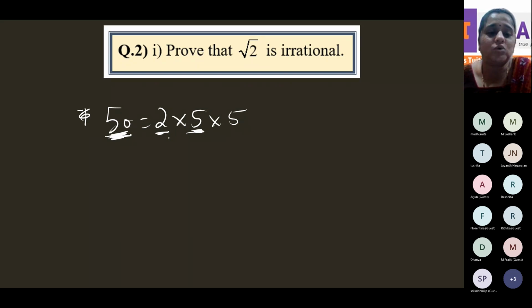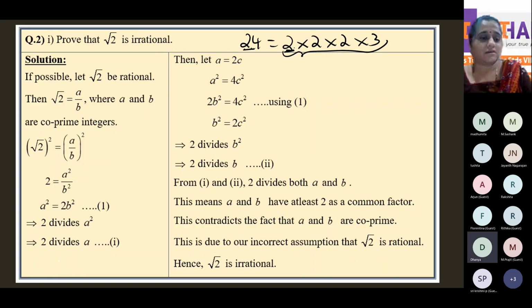So how do we say that 2 divides 50? Because there's a factor 2 here. How do you say that 5 divides 50? Because here the factor 5 is there. Is this clear, children? Yes, ma'am.